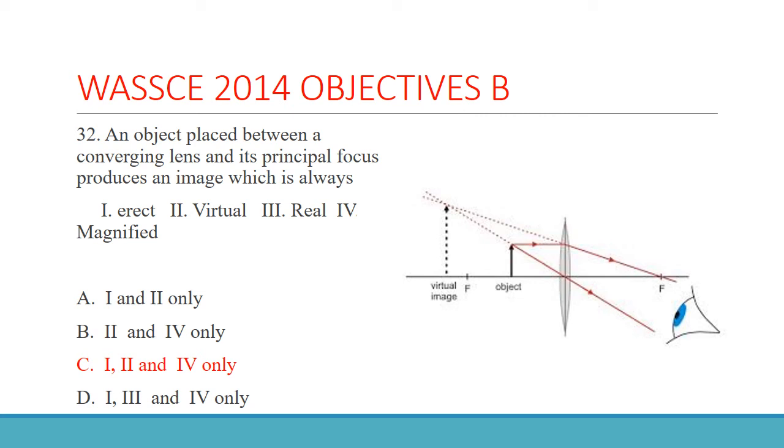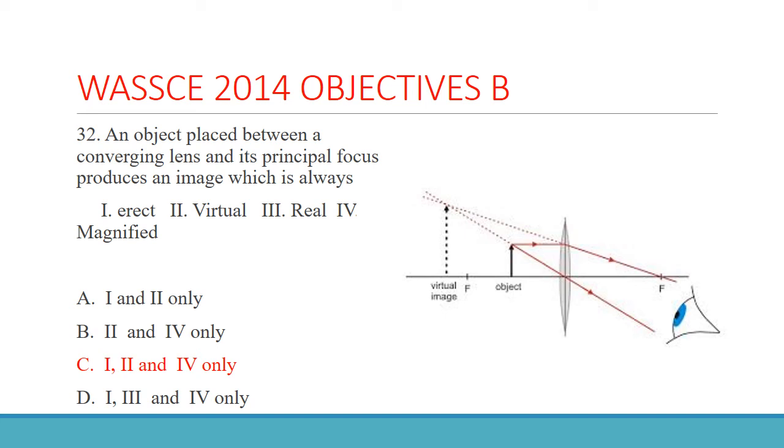So I'll come again. This is one of the questions you could also have: the difference between a virtual image and a real image. A real image is formed by the actual intersection of light rays, whilst a virtual image is formed by the apparent intersection of light rays at a point. So it appears to have come from that point, and that produces a virtual image.